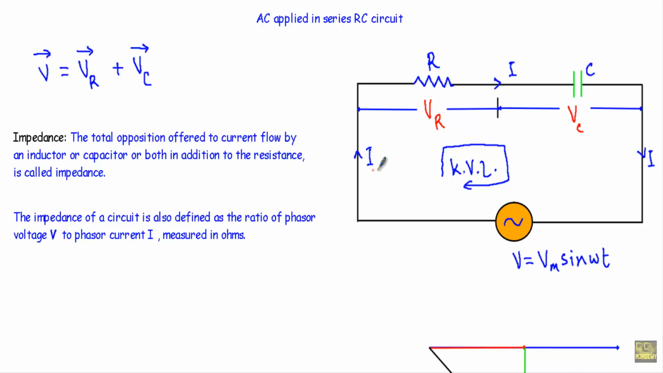As this is a series circuit, there will be a current I which will be the same all over the circuit. If in this circuit we apply KVL in clockwise direction in phasor form, we get the applied voltage phasor V equal to the sum of the resistance voltage drop phasor VR plus the capacitance voltage drop phasor VC. V vector will be equal to the sum of VR vector and VC vector.